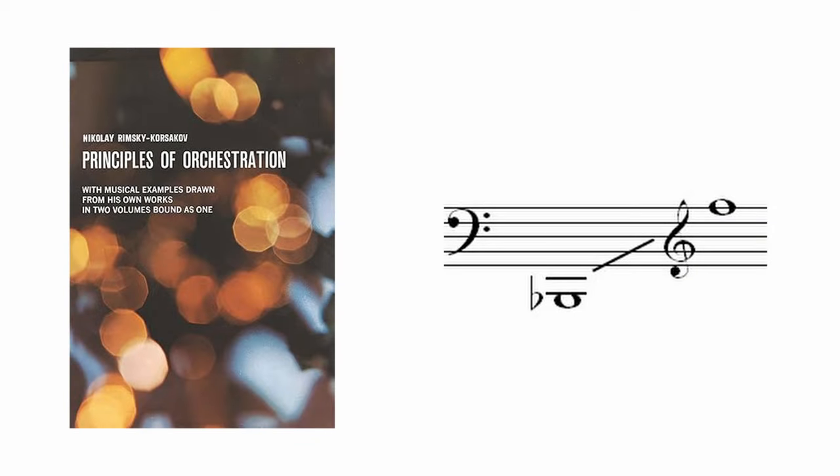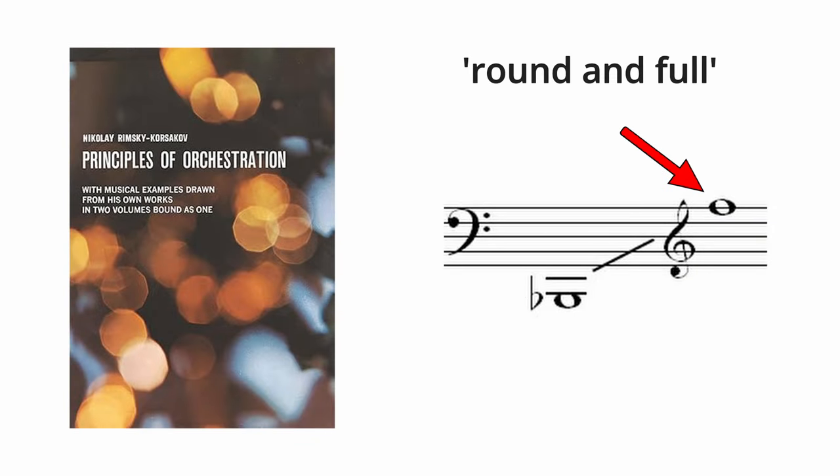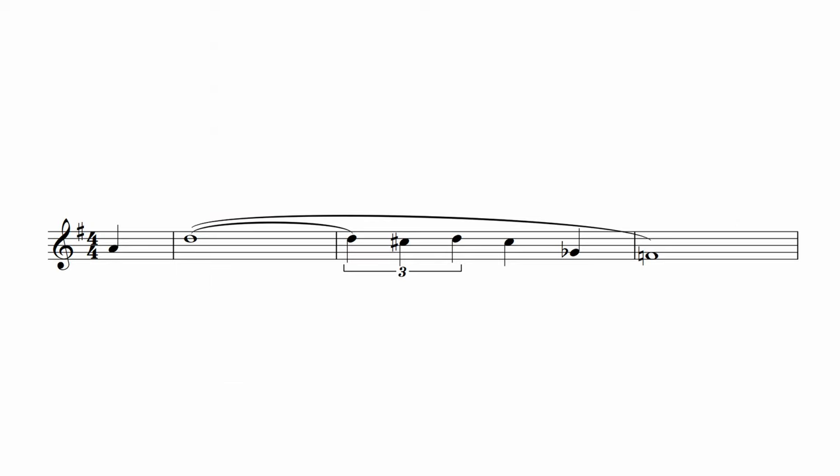Rimsky-Korsakov also says that in the lower register it is dark and brilliant, round and full in the upper. When I read that round and full in the upper, I thought, that's interesting. I'll compare it to a trumpet and see if that's right. And horn? And yes, it is. What an awesome, full sound it has up there.